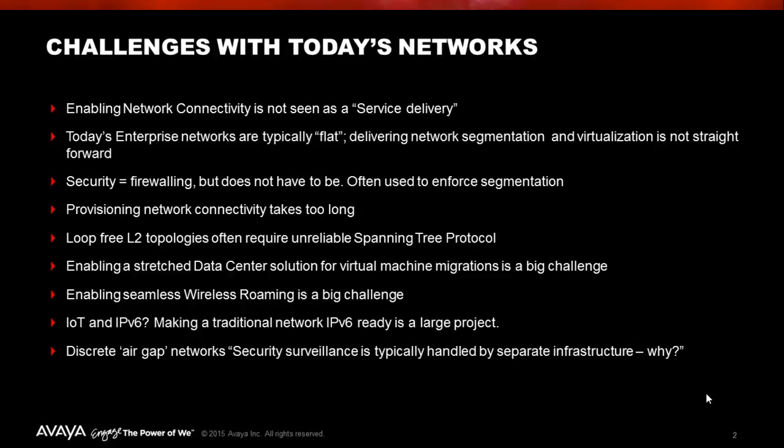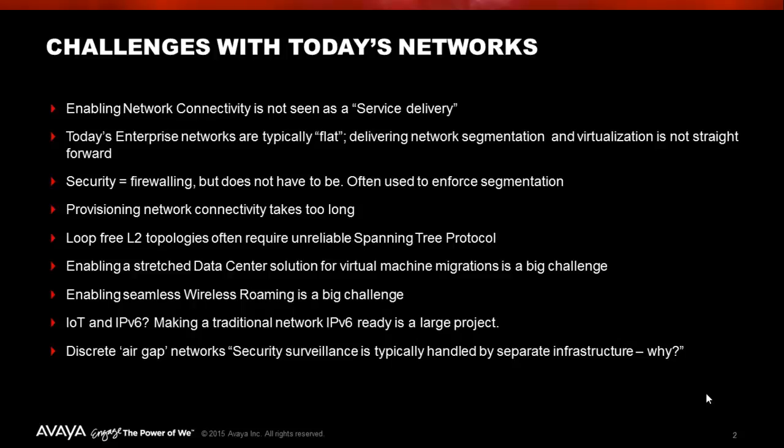Provisioning of the network takes too long, and this is because we're dealing with complex legacy protocols, and while we're talking about legacy protocols, we often still require spanning tree in these topologies, and it's known to be problematic. Enabling stretched data center solutions for virtual machine migrations, this ability to get universal mobility, that's a big challenge. And in tandem to that, almost directly related from a technical perspective, is the aspect of wireless roaming. The ability for an endpoint to roam seamlessly across the network is a big challenge as well.